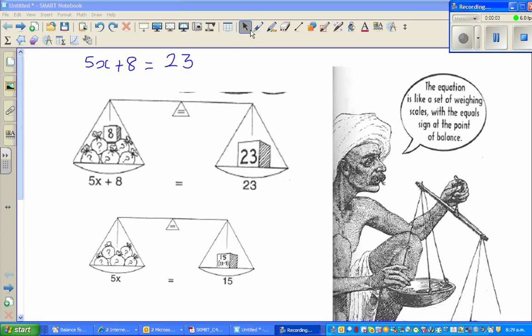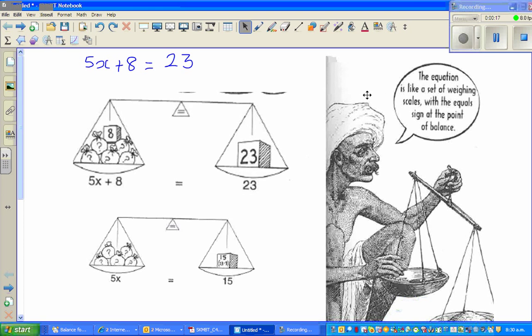In this video, I'm going to show you how to solve a simple linear equation. Now, this is the equation 5x plus 8 is equal to 23. When solving an equation, students find it difficult because they don't understand what an equation is.